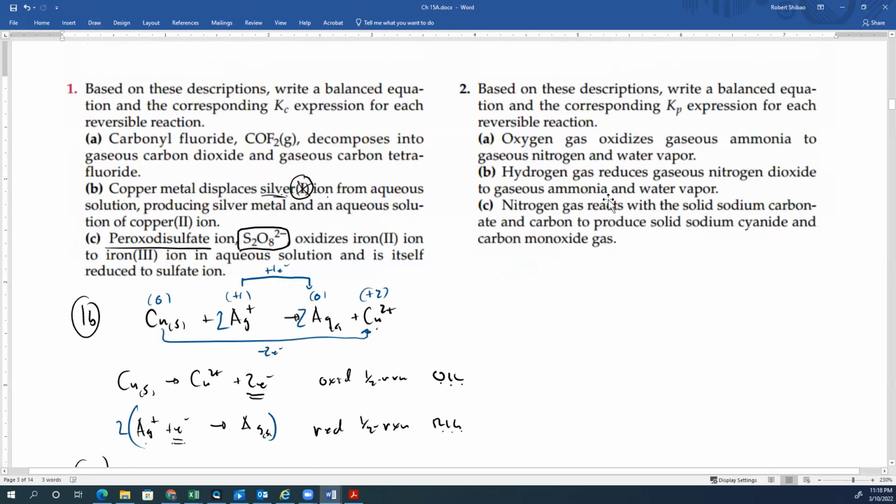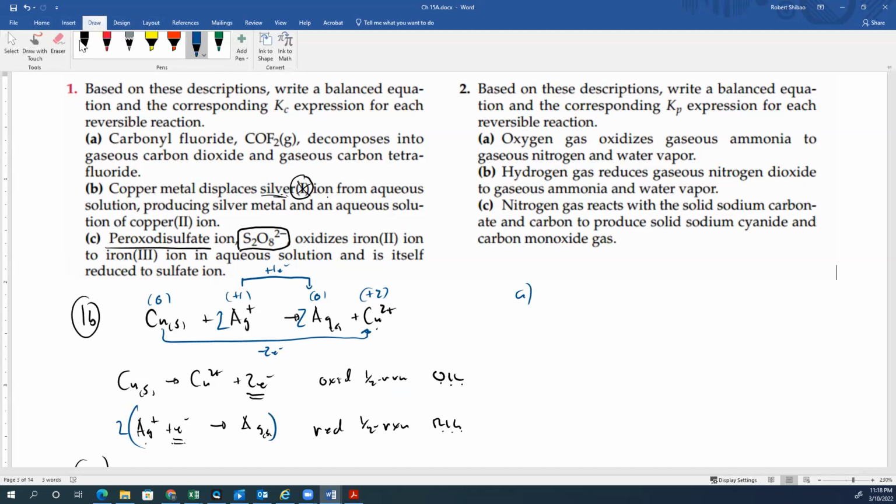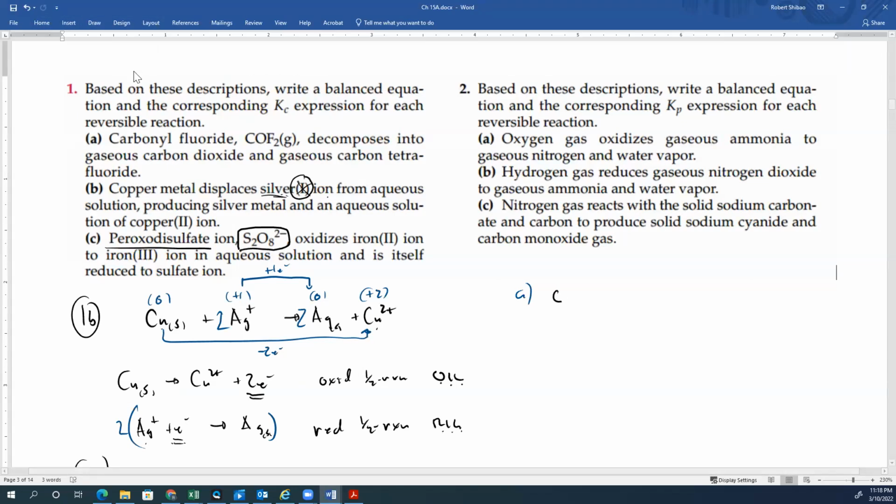All right, and then we looked at number 2. Oxygen gas oxidizes aqueous ammonia to gaseous nitrogen and water vapor. Here you can just take a look at this. O2 gas oxidizes, so this is an oxidizer, gaseous ammonia. Ammonia is a good reducer, to gaseous nitrogen and water vapor. So there's no charge here.